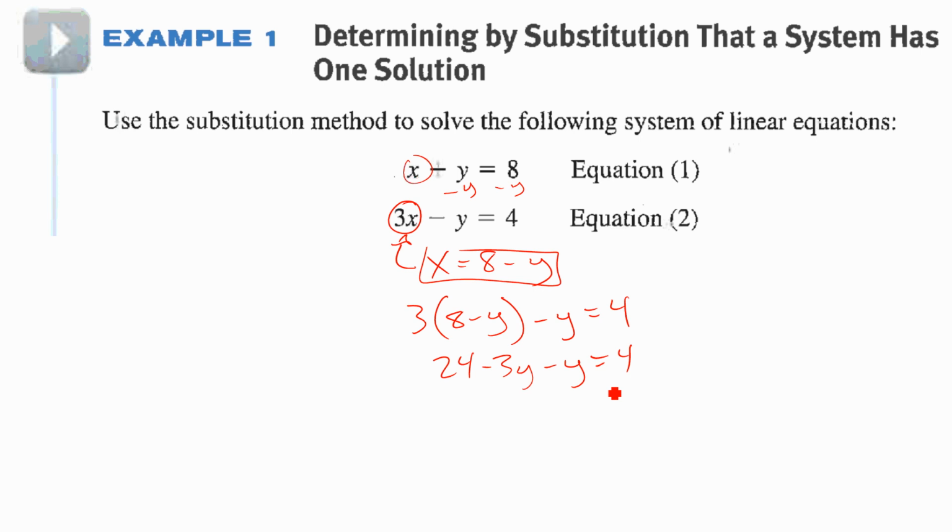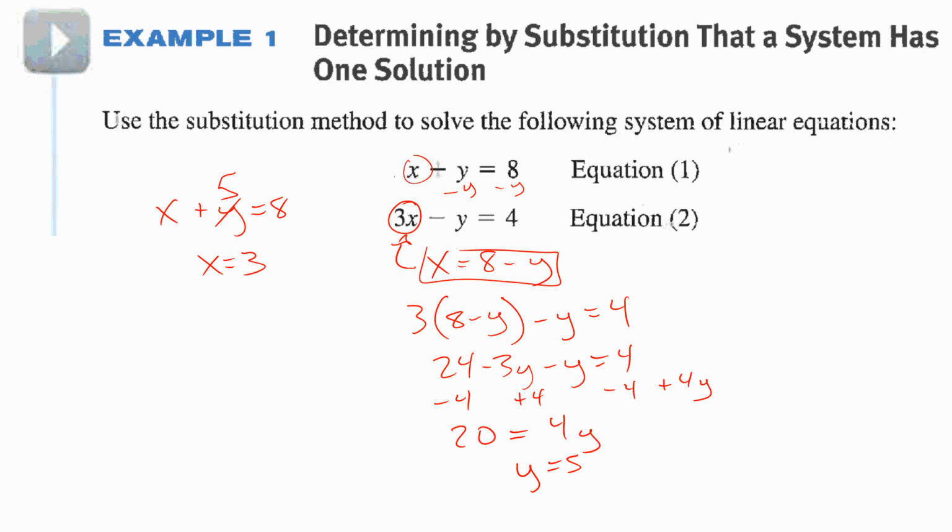And so if we subtracted 4 from both sides, we would have 20 equals, if we add 4y to both sides, 4y. So y equals 5. And we'll say x plus y equals 8 from the original equation. If y is 5, then x equals 3. Go ahead and write this in coordinate notation, (3, 5).